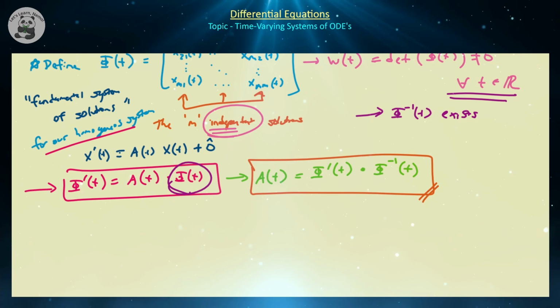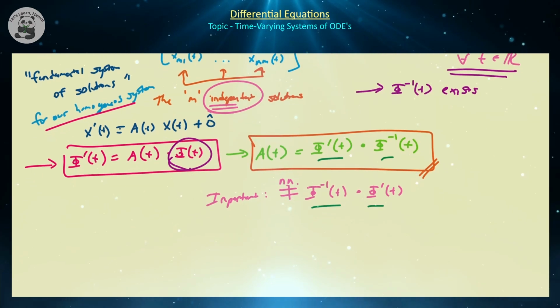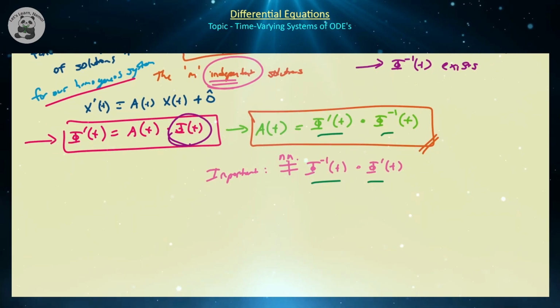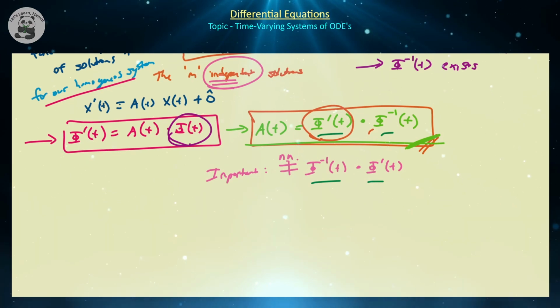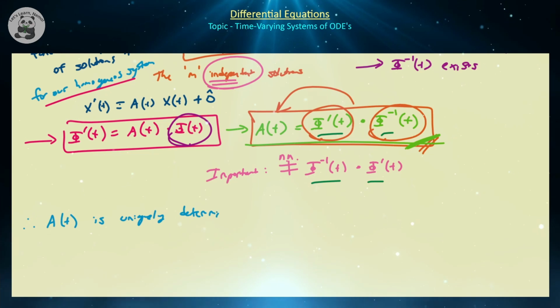And that's what we have, right? And it's very, very important to note that this is not necessarily equal to phi inverse of t times phi derivative of t, because keep in mind these are matrices, and matrices do not necessarily commute under matrix multiplication. Right? So what we have here is an equation that relates our solutions, which are located in phi, the derivative of them, and the inverse of that matrix that contains our solutions, and that uniquely represents A. Right? So that means A of t is uniquely determined by our fundamental system of solutions.